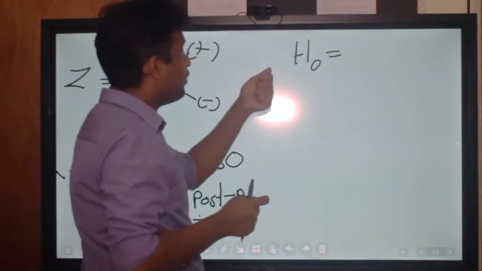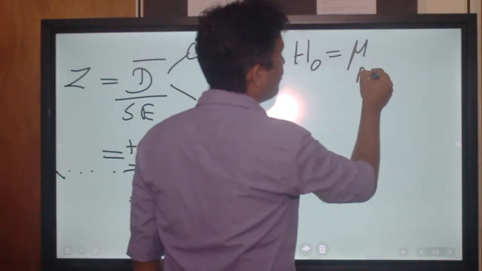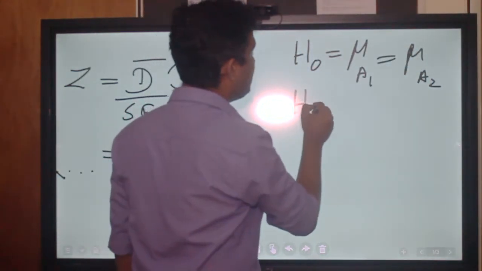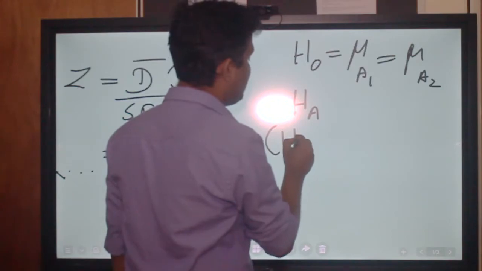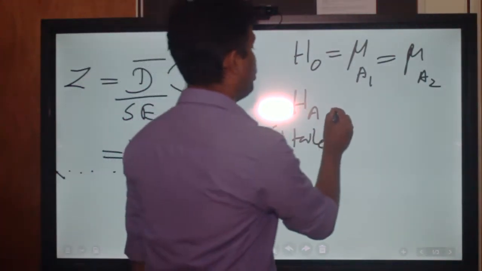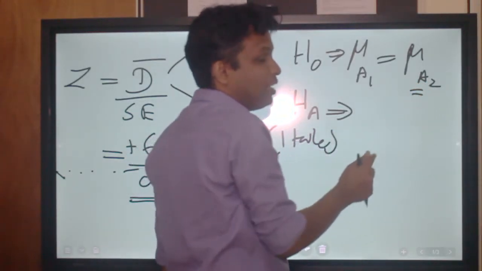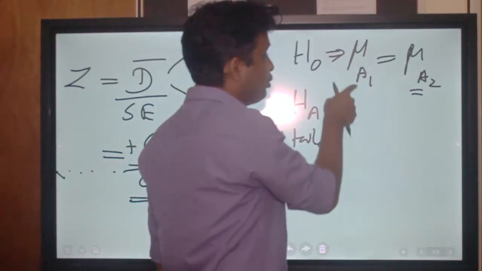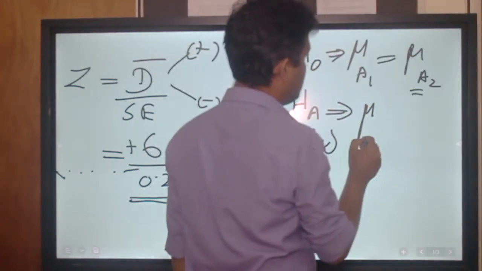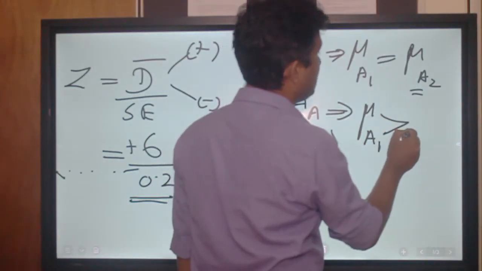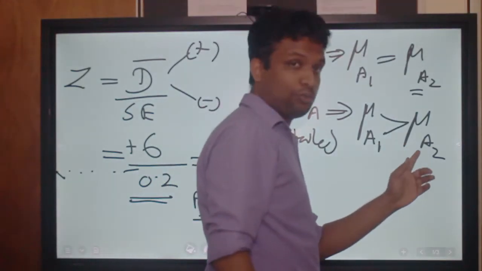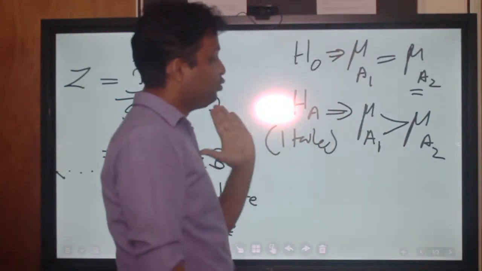In the one tail case, our null hypothesis is mu A1 equals mu A2, and our alternative hypothesis in the one tail case, because we are interested in the blood sugar lowering effect, is that the post value must be significantly lower, or the pre-value must be significantly higher. So our alternative hypothesis is mu A1 is significantly higher than mu A2. And practically, ideally, mu A2 should be significantly lower than mu A1.